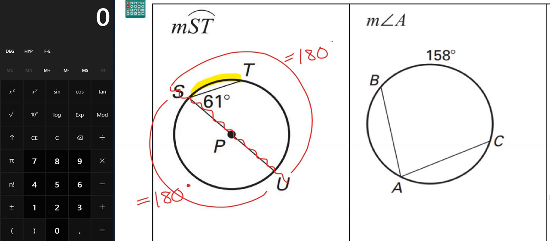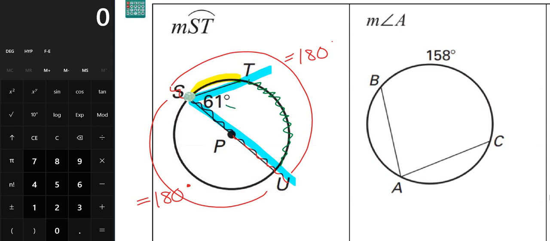61 degrees is the measure of angle TSU. I'm going to highlight that angle for you. This angle is called an inscribed angle because the corner of the angle is on the circle. Right there at S, the vertex of your angle is on the circle. When you have an inscribed angle, you want to figure out the measure of the arc associated with that angle, the arc trapped between the two sides that make up that angle.